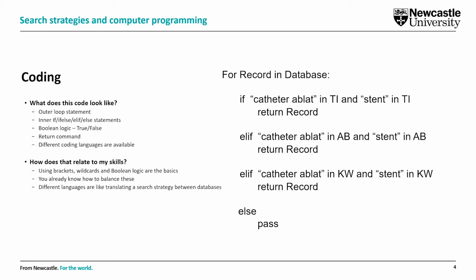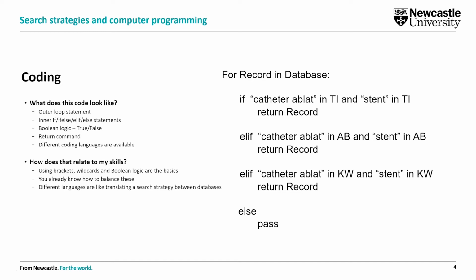So what does this code look like? Well, it consists of an outer loop which asks it to look at every record in every database. It then has a series of inner loops that asks it to look in the title, or the abstract, or the keywords. And if it still can't find a true statement that matches, then to skip that record and move to the next one. So this is a very simple example of a Python loop. There are other languages available, and they will look different depending on which language you use.